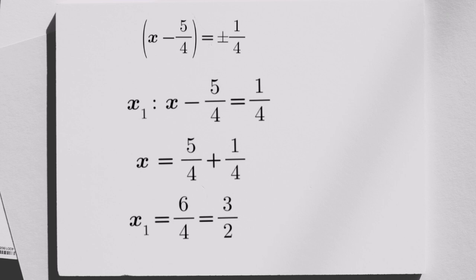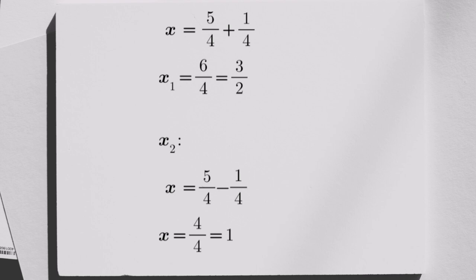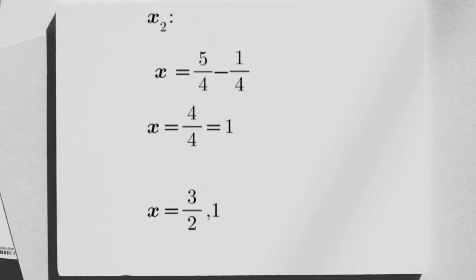Now for the second value of x, which is x2, we have x equals 5 over 4 minus 1 over 4. And this is simply going to give us 4 over 4, which is 1. So the values of x here are 3 over 2 and 1. Now let's take another example.